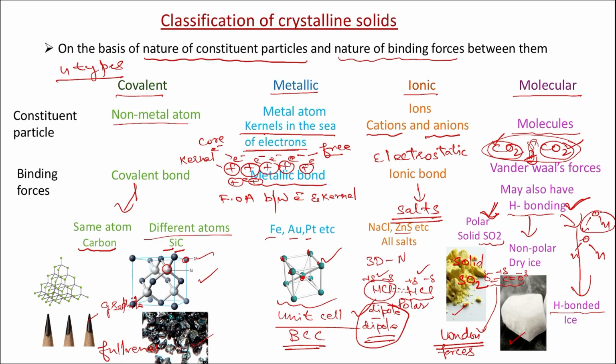Between these two water molecules, van der Waals forces are present, that is dipole-dipole, and hydrogen bonding is also present. That's why these molecular solids are called hydrogen bonded molecular solids. So molecular solids are of 3 types: polar, non-polar and hydrogen bonded molecular solids. So this is all about the classification of the crystalline solids.